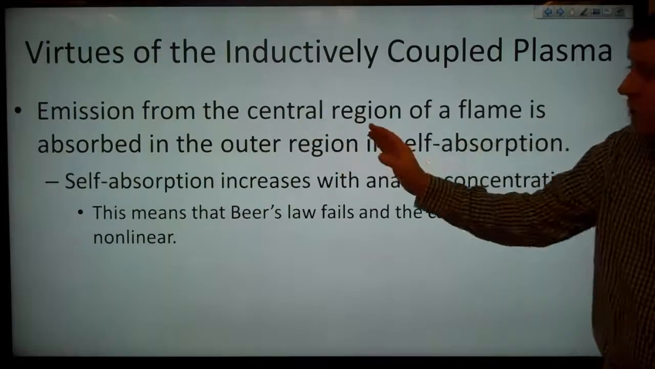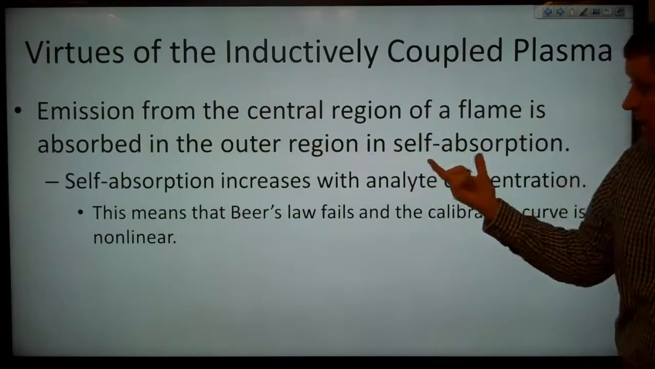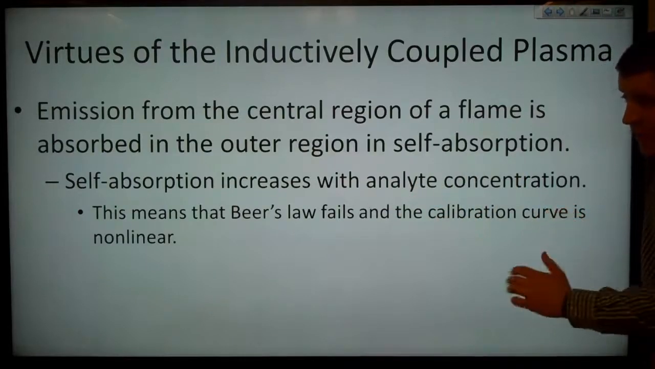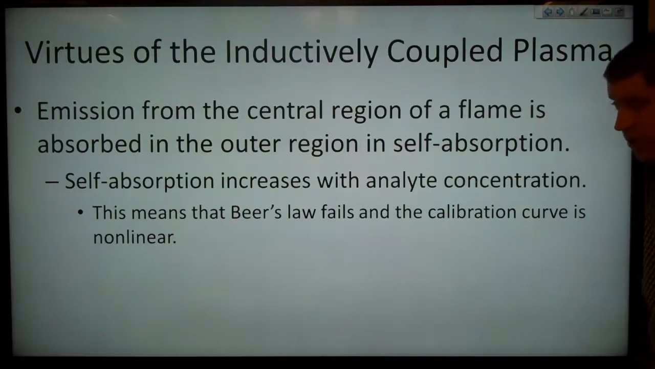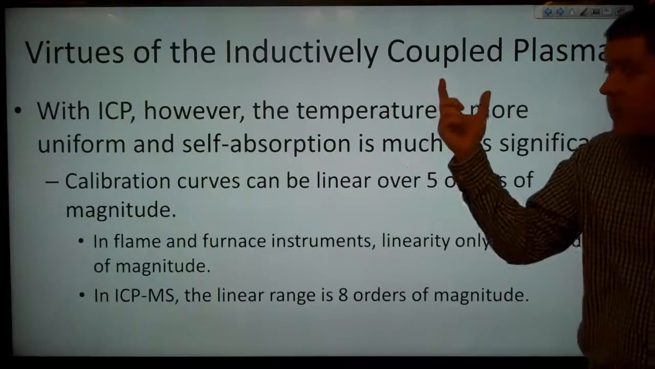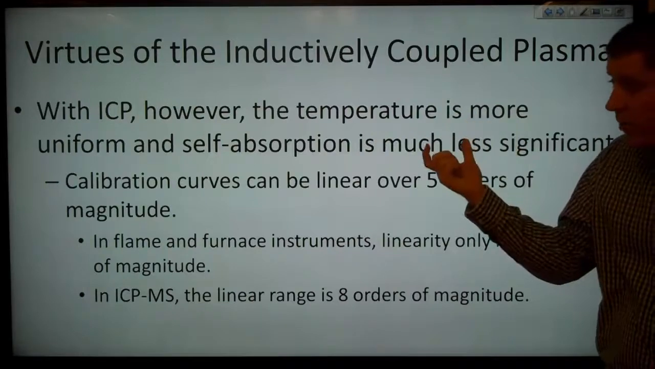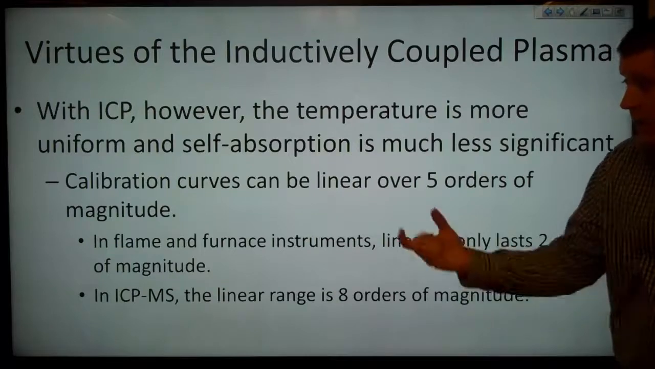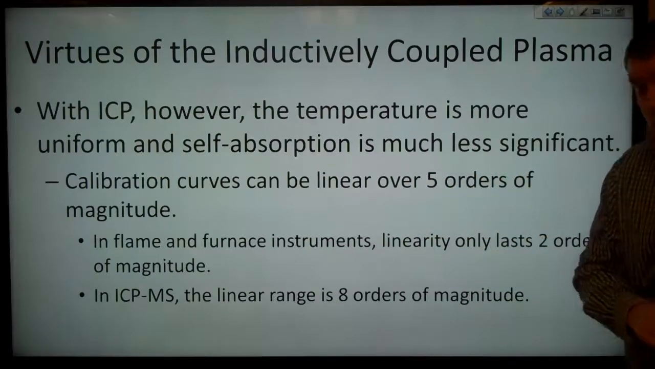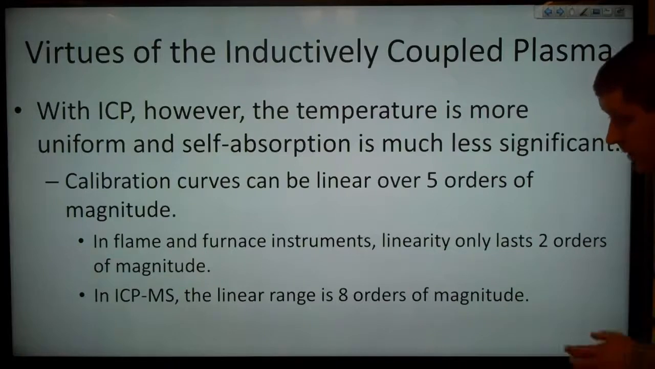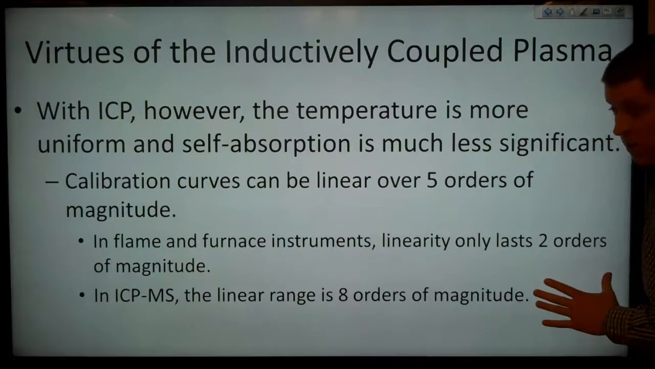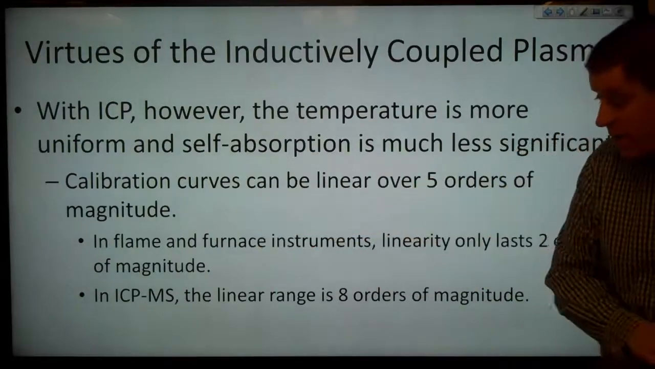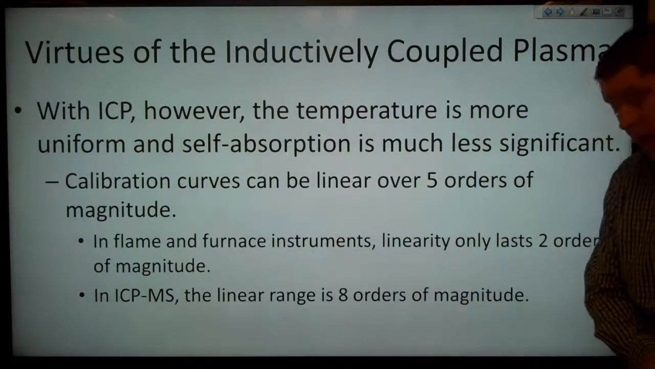So, emission from the central region of a flame is absorbed in the outer region in self-absorption, and self-absorption increases with analyte concentration, which means that Beer's law will fail and the calibration curve will be nonlinear. With inductively coupled plasma, however, the temperature is more uniform throughout the plasma, and self-absorption is much less significant, which means calibration curves can be linear over 5 orders of magnitude. In flame and furnace instruments, the linearity only lasts about 2 orders of magnitude. If we couple mass spectrometry with our ICP, then the linear range is 8 orders of magnitude or so.